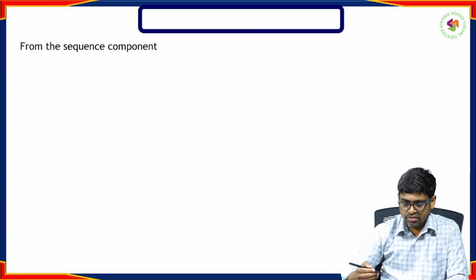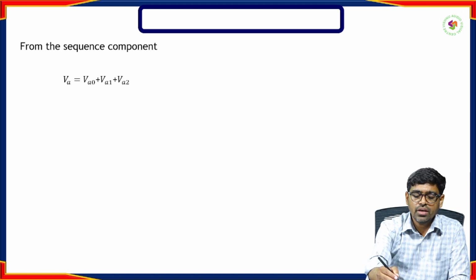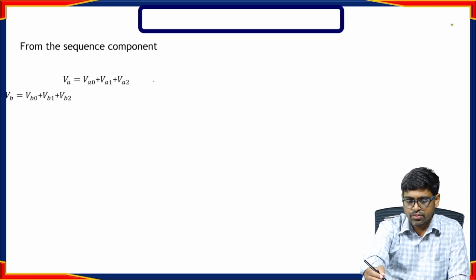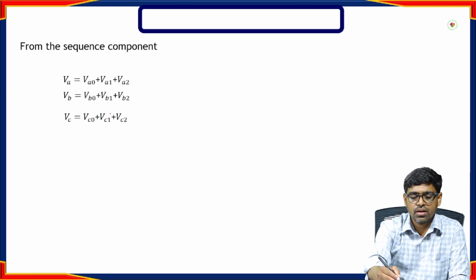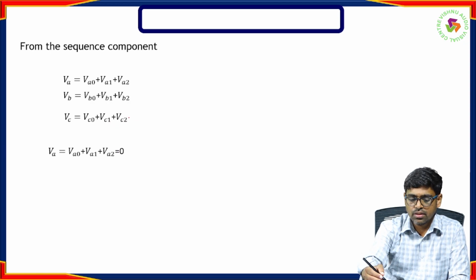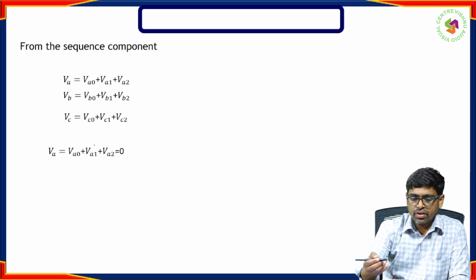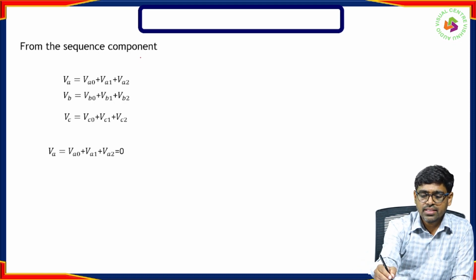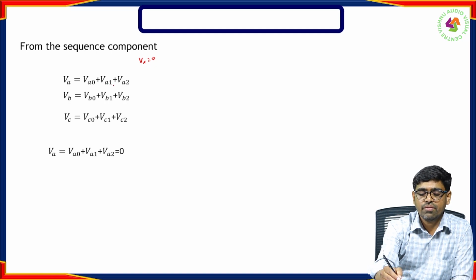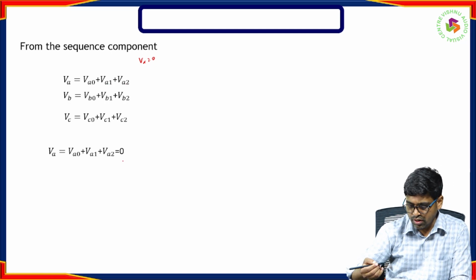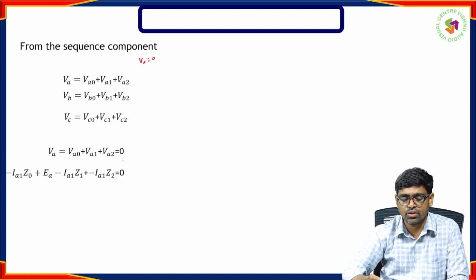From the sequence components, we know that VA equals VA0 plus VA1 plus VA2, and VB is VB0 plus VB1 plus VB2, and VC is VC0 plus VC1 plus VC2. In this LG fault, VA is equal to 0. VA equals VA0 plus VA1 plus VA2, so the sum of these sequence voltages is equal to 0.